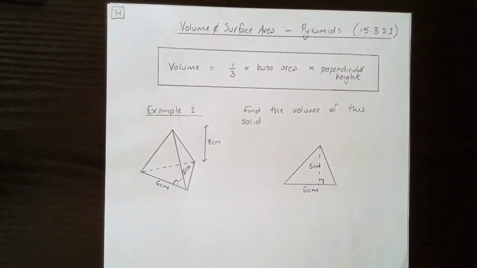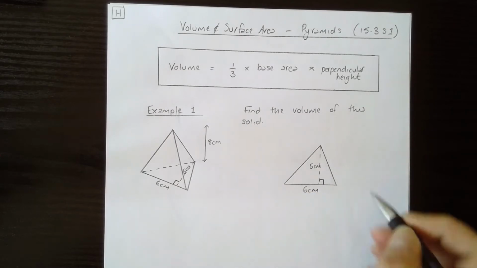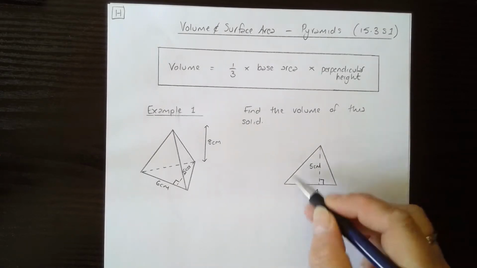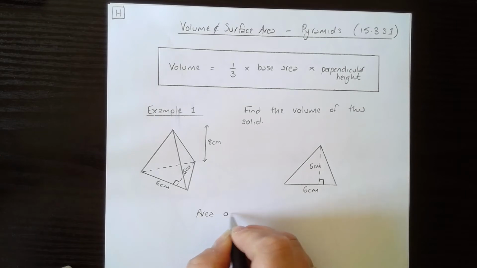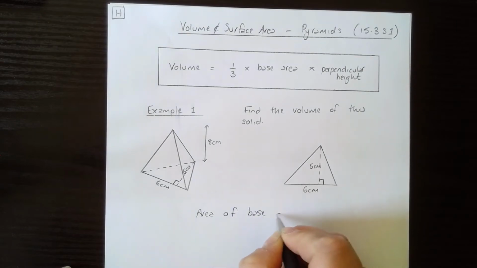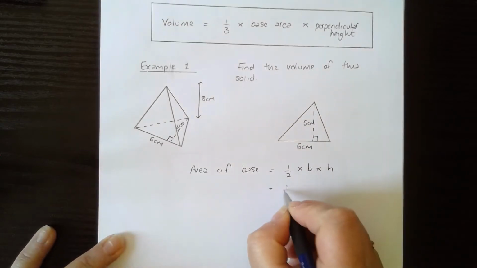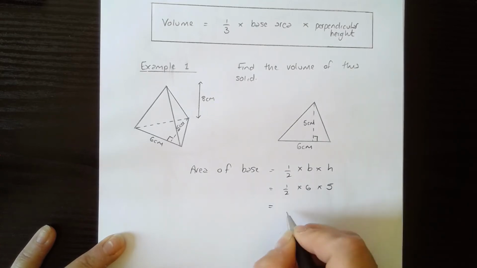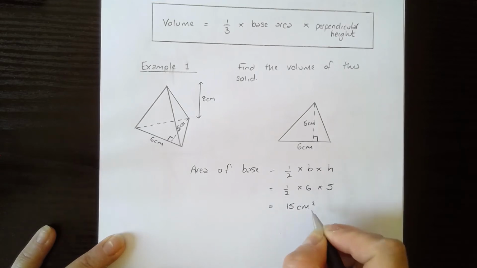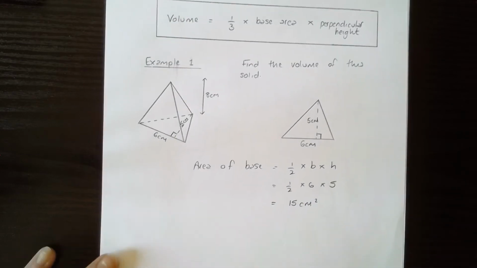Looking at example one, we can see that this solid is a pyramid where the bottom is a triangle, the base of which is 6 centimetres and the height is 5 centimetres. So we need to find the area of this base. So area of base is equal to 1/2 times the base times the height, which is 1/2 times 6 times 5. That's 3 times 5 is 15 square centimetres. So the area of the base of our pyramid is 15 square centimetres. Now we know this, we can find the volume.